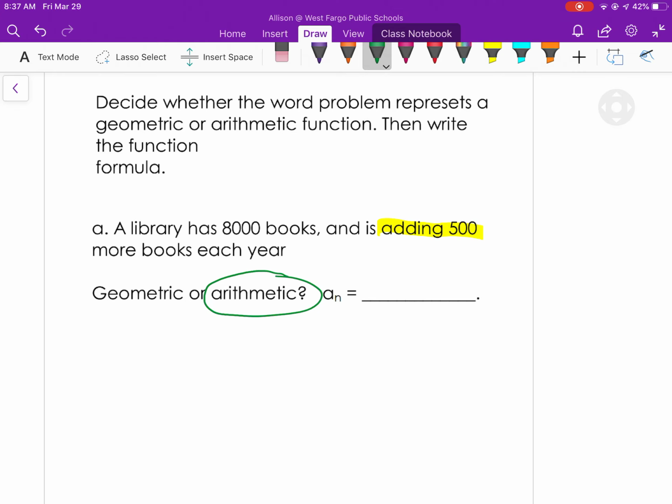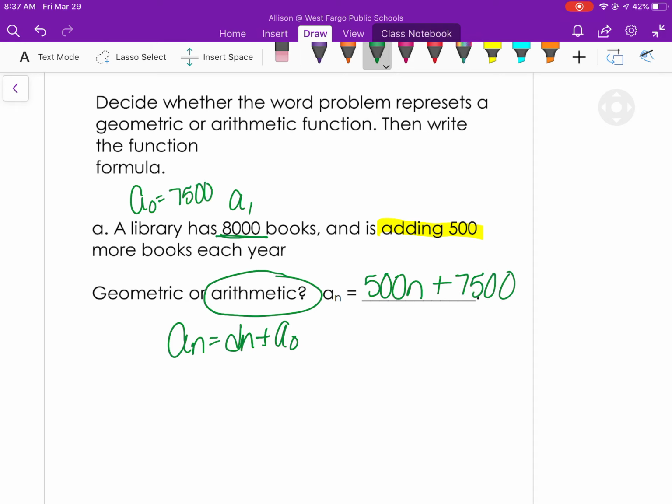So I can find my equation for this formula if I find my key pieces. So remember that the formula is dn plus a sub 0. So you're changing by 500 each year, so it's going to be 500n plus, if I had 8,000 books, that's my a sub 1 term. So if I subtract 500 to get a sub 0, it would be 7,500 books in the year before that first year.